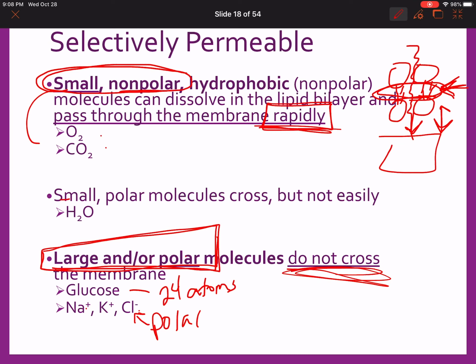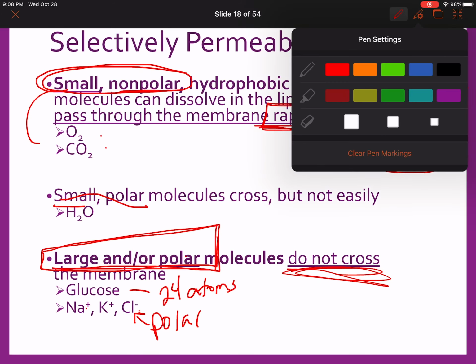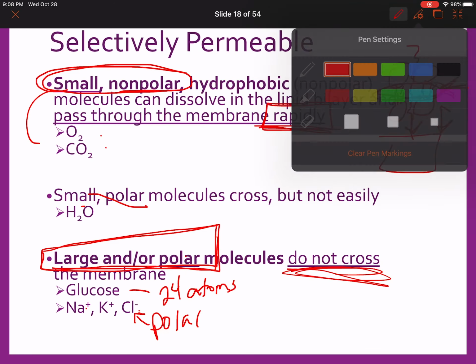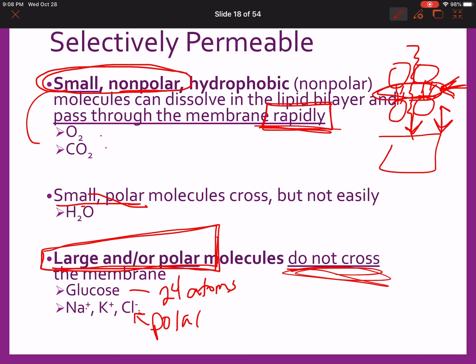Now, if you're a mix, that's ugly. Okay, yeah, I can do that. If you're small but polar, so I can fit, but I got these tails to worry about. Kind of. You can cross, but it's not easy.